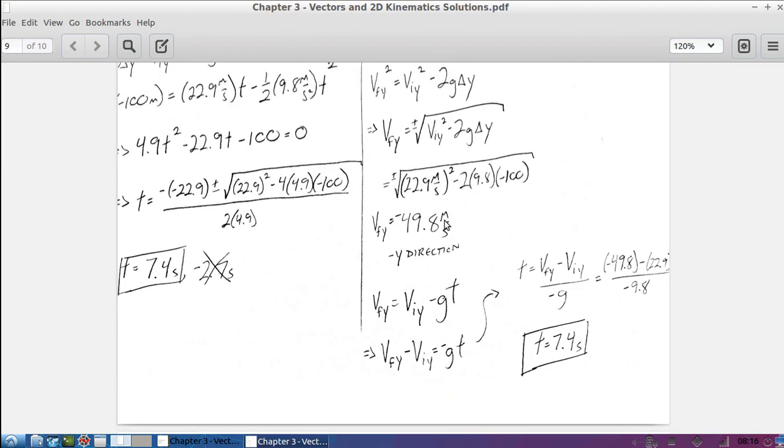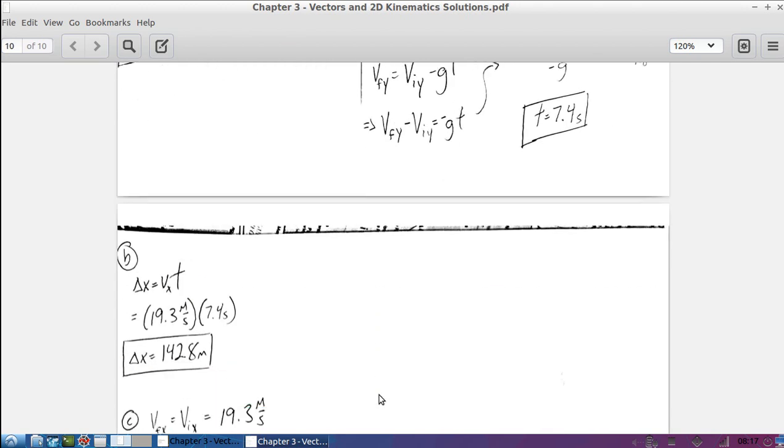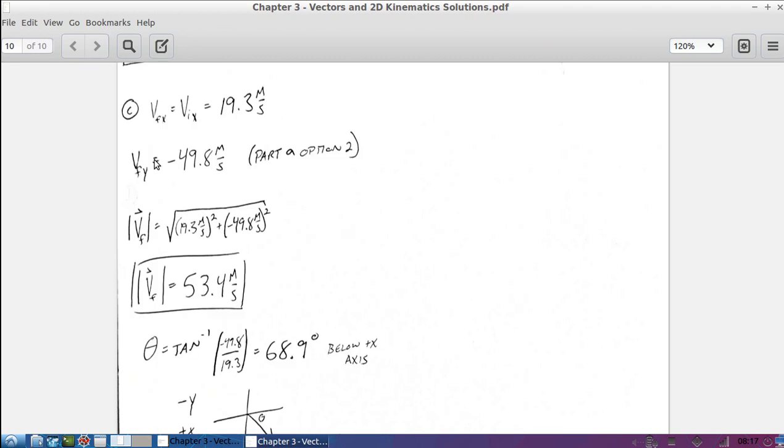I'm going to go back here to option 2. I have enough information here and here now because I've got the total hang time. I can use either one of these kinematics equations, this one right here or this one right here, to solve for v final y. If you chose option 1 and used the quadratic formula to solve for hang time, that's what you would do, and find the final velocity, negative 49.8 meters per second.